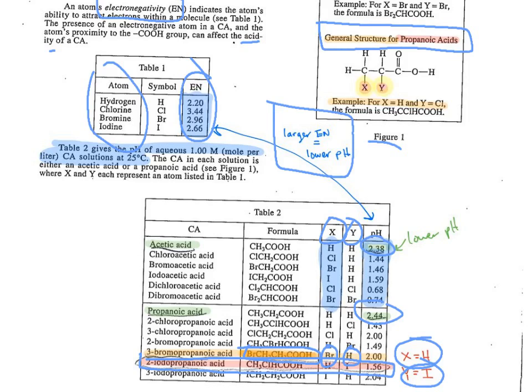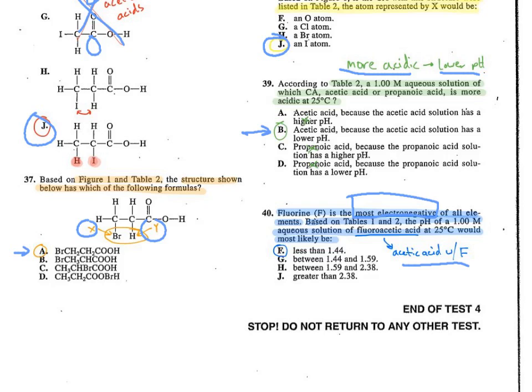And since fluorine, which isn't in Table 1, but it tells us has the largest electronegativity, it would have a lower pH than anything that's in here. And the lowest pH was 1.44 out of all these acids right here. So it would be less than 1.44 because since it's more electronegative, it has a lower pH. It's more acidic. So number 40 was F.